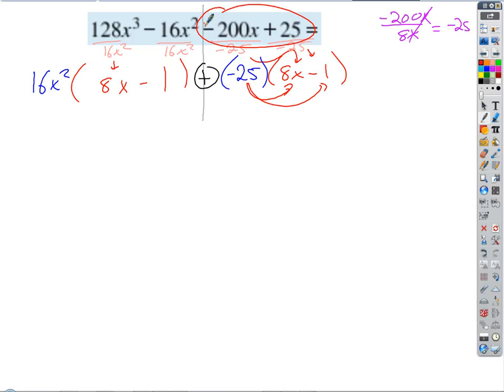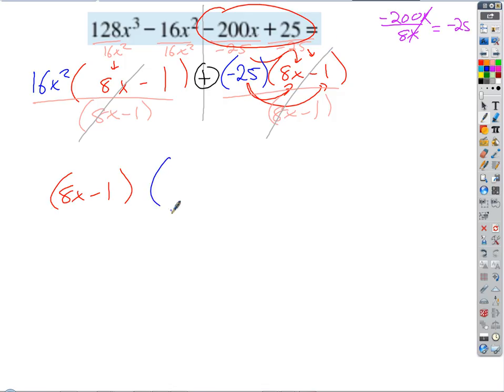So now what? What do I factor out of each group? 8x minus 1. Good. There's my common factor, isn't it? So if I divide each of these terms by 8x minus 1, what happens? That's my greatest common factor. Look what happens. The 8x minus 1s cancel, don't they? Okay, does that make sense? So what's left over?